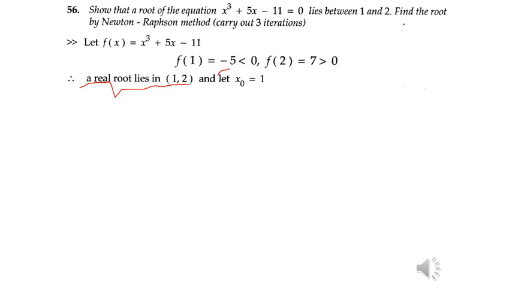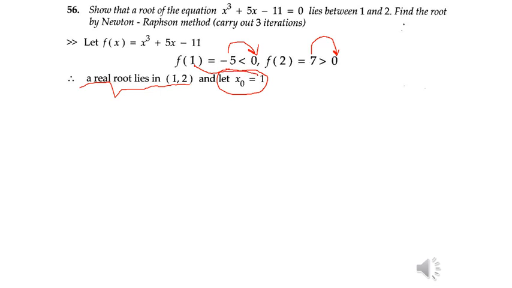Now what should be our x naught? Why are we taking x naught as 1? Because f of 1, that is minus 5, is very near to 0 than f of 2 value, that is 7. So minus 5 is very near to 0 on the real axis. So that's why we can take x naught as 1.